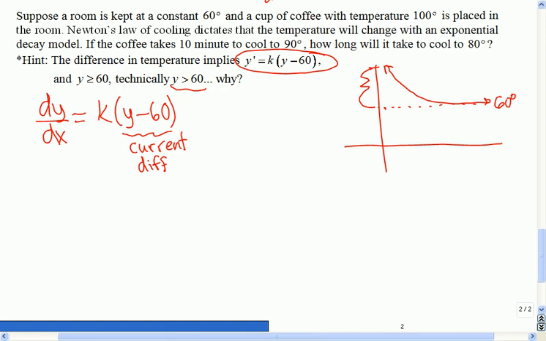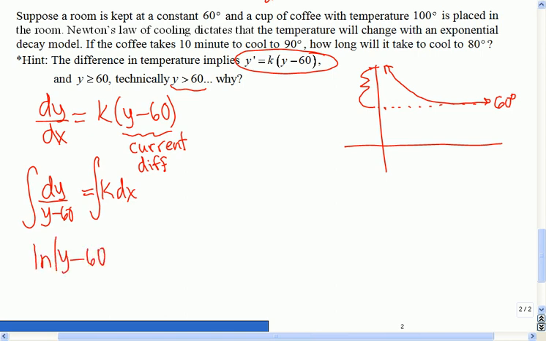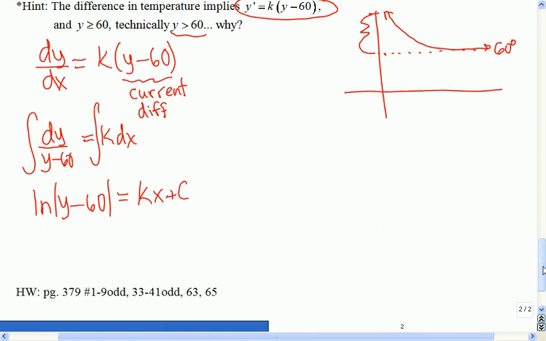Right? So if I was to integrate these, I'd have dy over y minus 60 equals k dx. And if I integrate, I'm going to have, let's see here, natural log of y minus 60 equals kx plus a constant. And I'll do the e to the kx plus a constant equals y minus 60. So this time the model is going to look slightly different. Remember, this constant will come to the front and it will look like this.